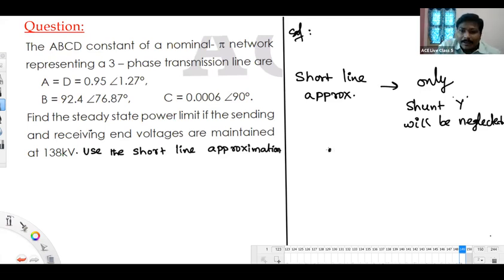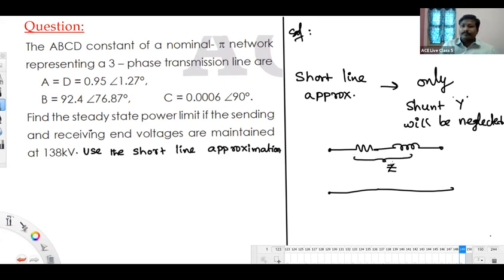So your line with the short line approximation, you will be getting something like this. And this is a series impedance Z, we can say. Forget about the problem; just concentrate on this one. He is asking to find the maximum power transfer capacity of this model.